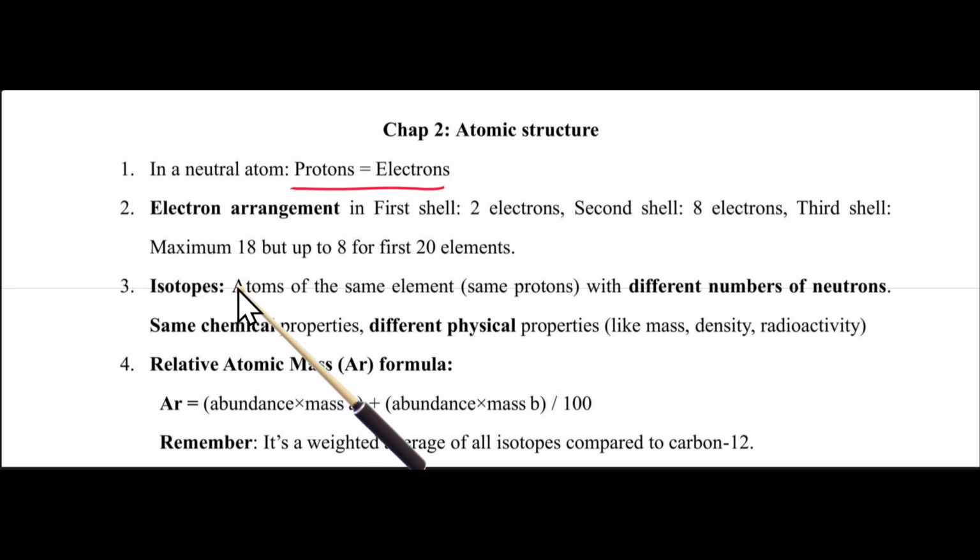Okay, so because the neutron number is different, their physical properties will be different, because their mass is different. So their density, their radioactivity, or melting or boiling points, they can be different, but their chemical properties will remain the same. Why do chemical properties remain the same? Because the chemical properties depend on the electron number, and electron number is always equal to the proton number, and in isotopes the proton number never changes, it remains the same. Okay, so chemical properties always depend on the electron numbers.